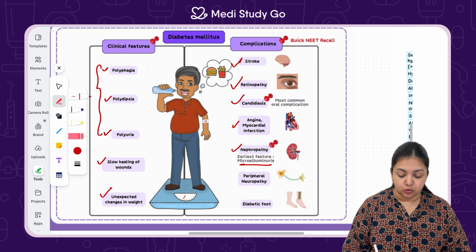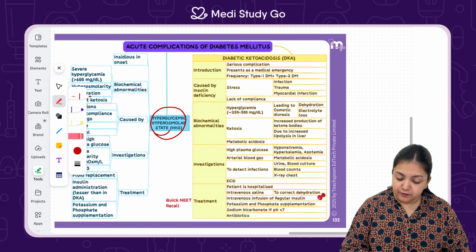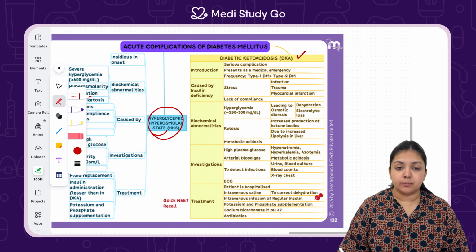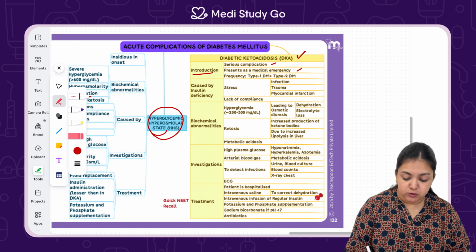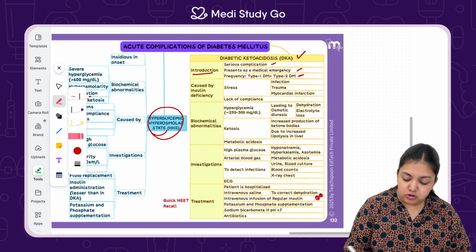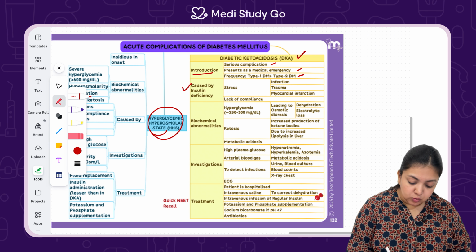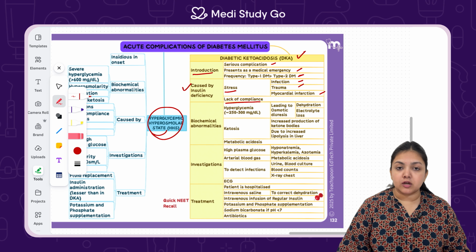Two very important complications which manifest as a separate disease-like situation are diabetic ketoacidosis and hyperglycemic hyperosmolar state, or HHS. So if we start to study diabetic ketoacidosis, this is an important manifestation which can occur in the patients with diabetes mellitus. It is a serious complication which presents as a medical emergency and is mostly seen in type 1 diabetes mellitus, but can be seen in type 2 also. The causes include stress and lack of compliance to treatment. Even infection, trauma, and myocardial infarction can lead to stress on the body, thereby leading to diabetic ketoacidosis.